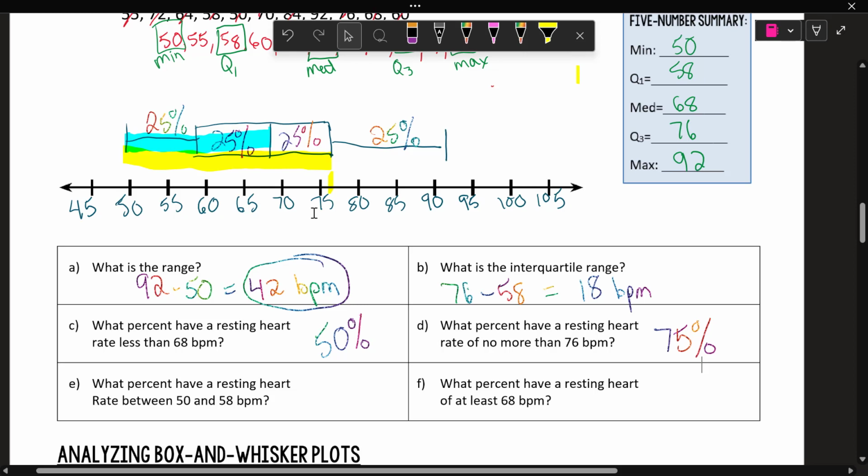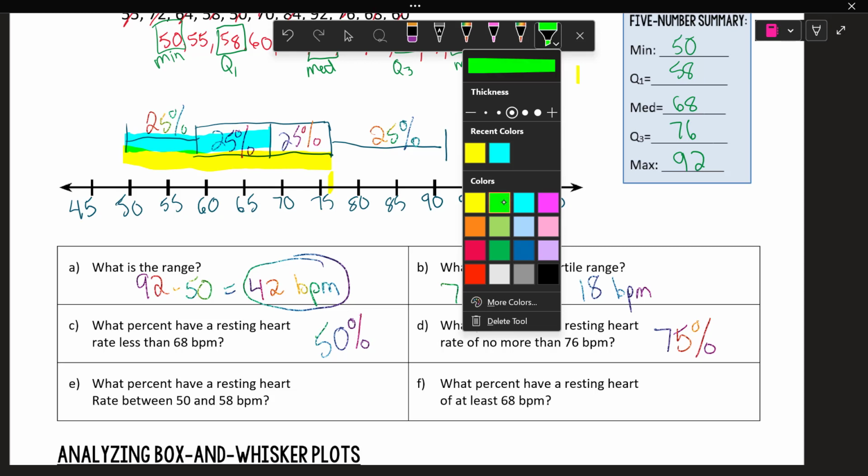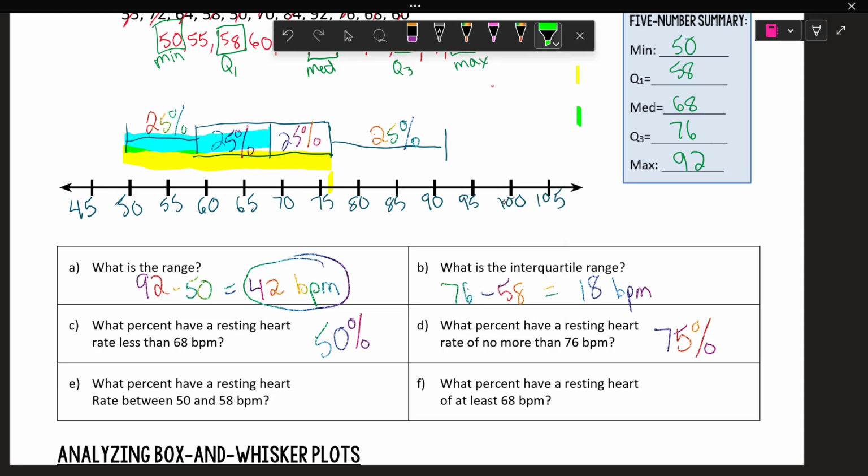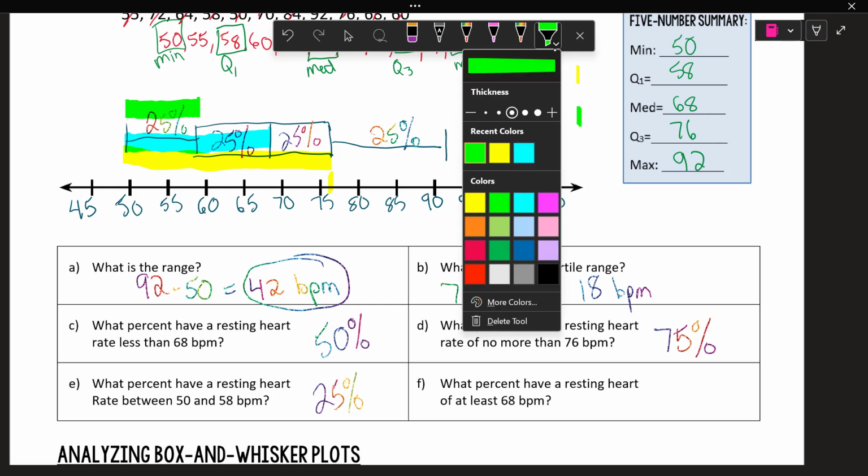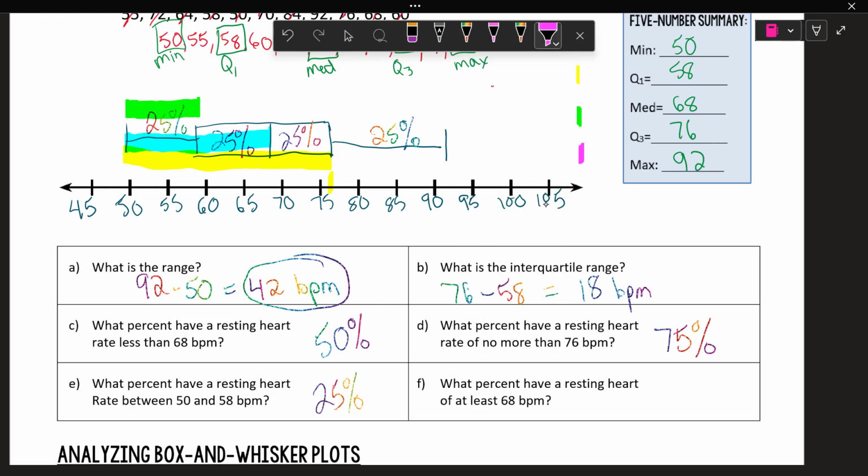All right, what percent have a resting heart rate between 50 and 58? Again, I'll get out my highlighter so we can show it. 50 to 58 is just from here to here. So it's just 25%. It's just one section of our box plot. And then lastly, we need what percent have a resting heart rate of at least 68? So there's 68 and more. Now how many sections is that? Well, there are 2 sections there, so that would be 50%.